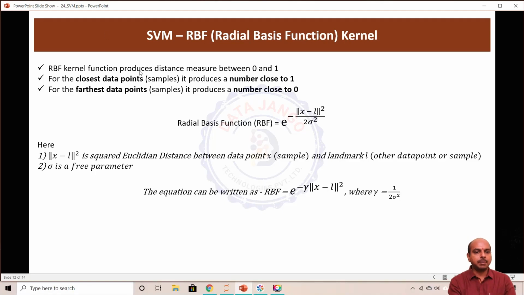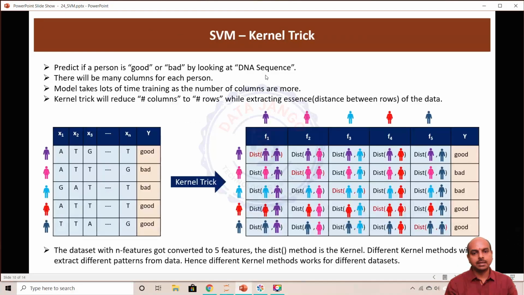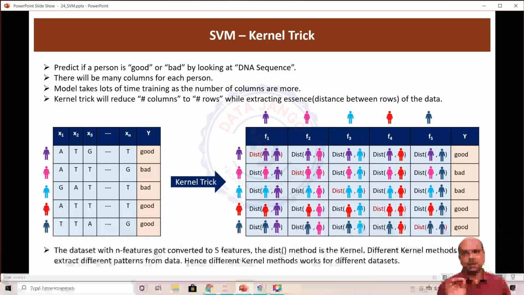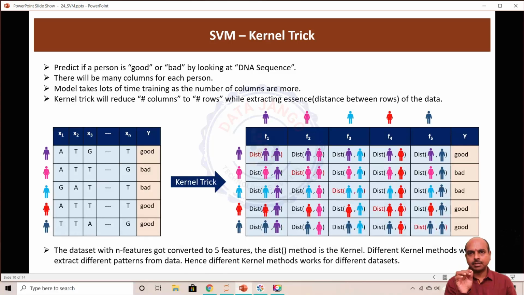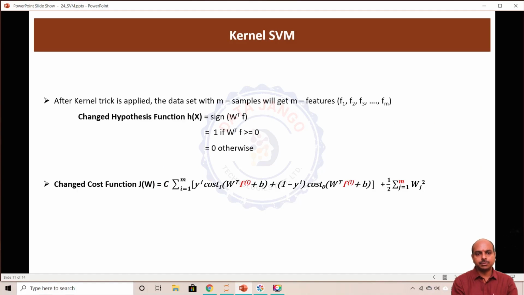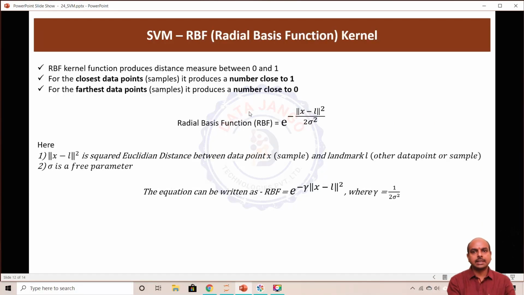Okay. So the RBF kernel function produces a distance measure between 0 and 1. When I say that, this distance measure is going to be a number between 0 and 1. Generally, when you use the RBF kernel, between a data point and itself, the distance measure is going to be 1. Between a data point and a farther data point, the measure is going to be 0. That helps you a lot in understanding the data pattern. For the closest data point, it generates a number close to 1.